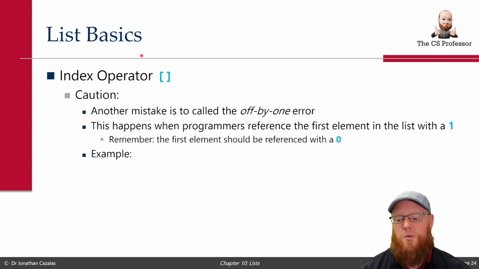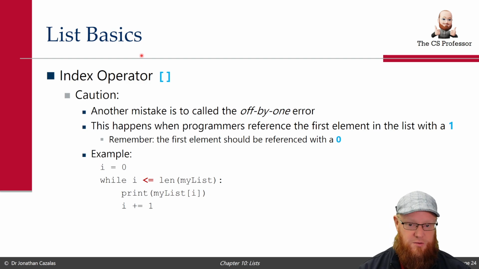So remember that we always start at index 0. And here, for example, what if the list was length 20? What is this loop saying? This loop says, hey, keep looping as long as i is less than or equal to 20, and then print my list at index i.